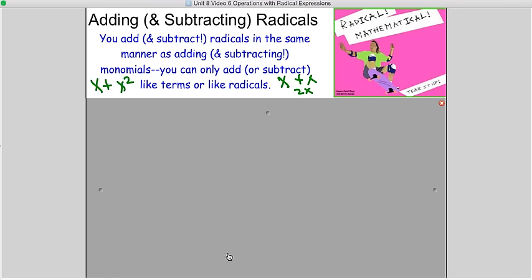So if you have square root of 2 plus square root of 2, I would have 2 of the square roots of 2. So that's what you're doing today.